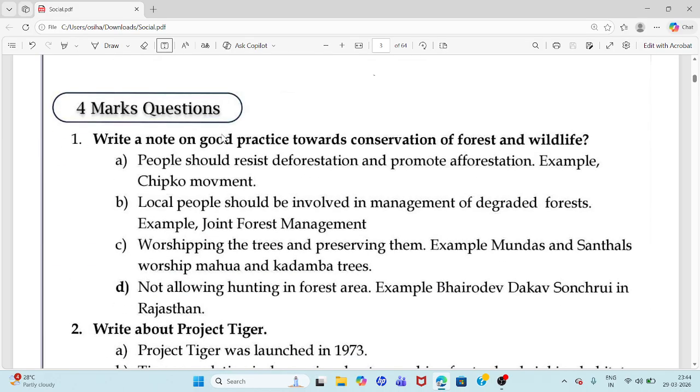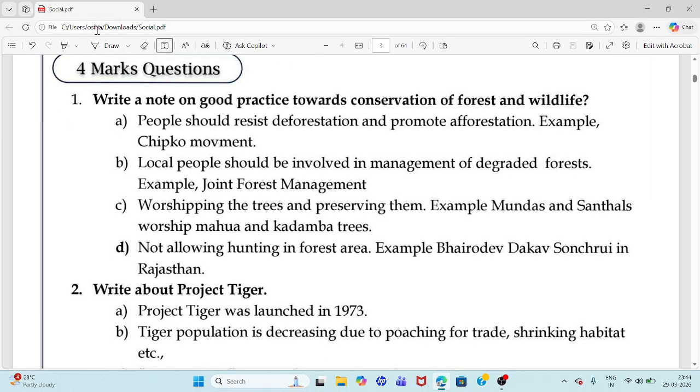Remaining 4 mark questions. Up to now we have seen four 4 mark questions and the remaining 4 mark questions you have to read now. First question of the remaining 4 mark questions: write a note on good practices towards conservation of forest and wildlife. First point, people should resist deforestation and promote afforestation. Example, Chipko movement. Local people should be involved in management of degraded forest. Example, joint forest management.